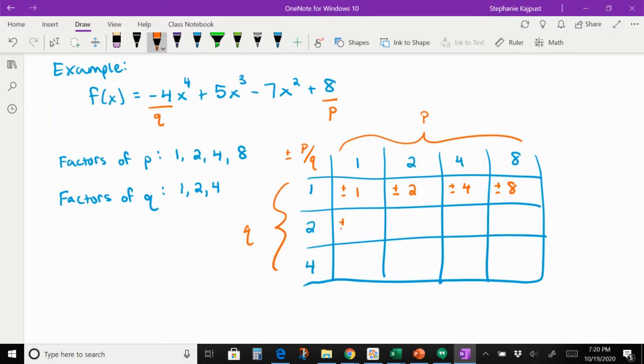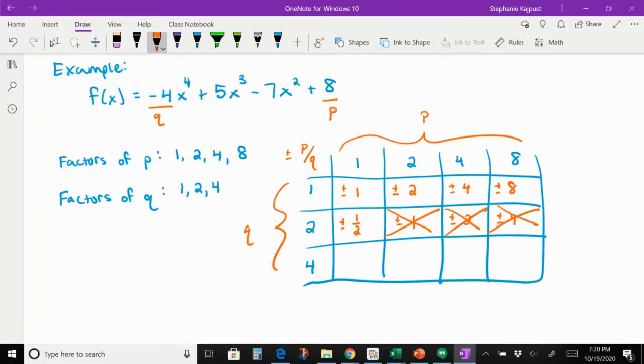Then we could go to the next row, and now here our denominator is 2. So we're going to have 1/2. Then I've got 2 over 2, which is equal to 1. So we just have 1 again. If it repeats, you could just cross that out because we don't need to write it more than once. Then we have plus or minus 4 over 2, which is equal to 2. That's already written, so we can cross that one out. And then 8 over 2 is equal to 4, and we also have that one written down, so we can cross that one out.